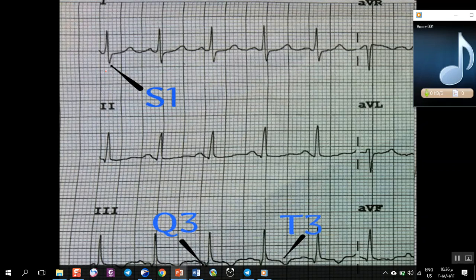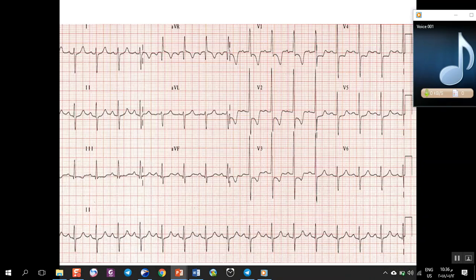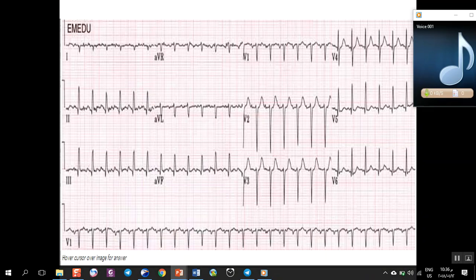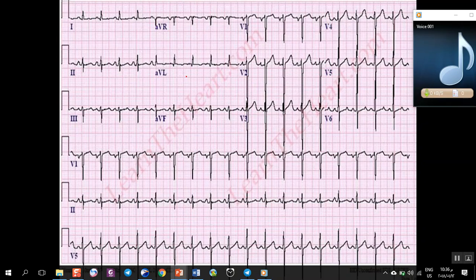The ECG manifestations we mention: S1 in lead 1, Q3 in lead 3, and T inversion in lead 3. So S1, Q3, T3. But by experience, this is not pathognomonic, not useful for diagnosis. Only sinus tachycardia is enough for diagnosis of embolism.